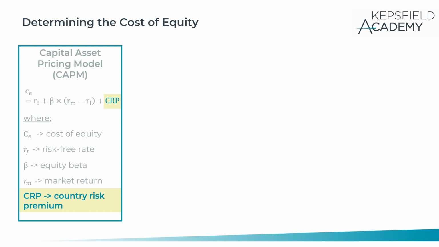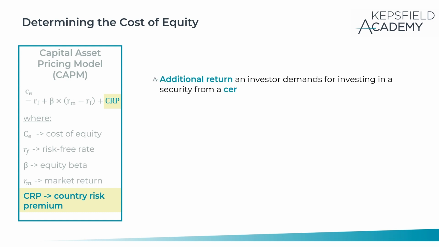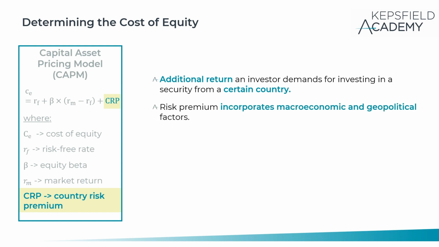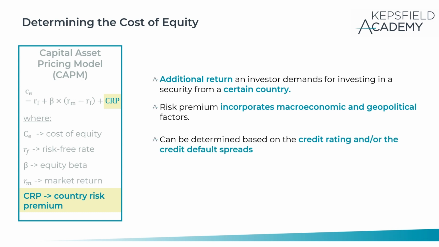Another factor to consider is the country risk premium, CRP, which is the additional return an investor demands for investing in a security from a certain country. The risk premium incorporates various macroeconomic and geopolitical factors. Typically, developing countries exhibit higher country risk premiums. Credit rating agencies like S&P, Moody's, or Fitch assign credit scores to countries based on their credit performance.